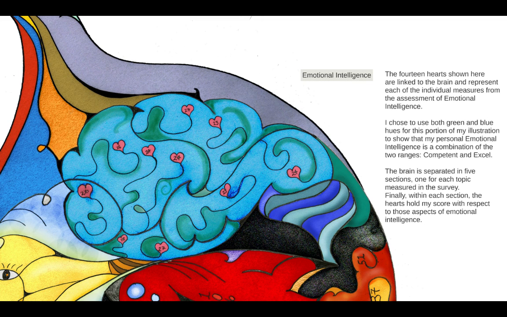The 14 hearts shown here are linked to the brain and represent each of the individual measures from the assessment of emotional intelligence. I chose to use both green and blue hues for this portion of my illustration to show that my personal emotional intelligence is a combination of the 2 ranges, competent and excel. The brain is separated in 5 sections, one for each topic measured in the survey. Finally, within each section, the hearts hold my score with respect to those aspects of emotional intelligence.